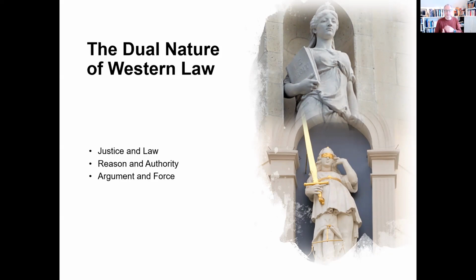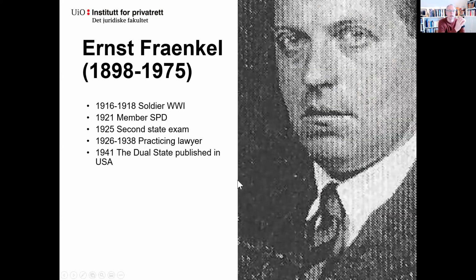And this dual nature of the law, as we see it, is also in play when authoritarian governments emerge and break through in the law. One theory about this, which was developed during the Nazi time, was the theory of the dual state, developed by the German lawyer and social scientist Ernst Fraenkel. Ernst Fraenkel was born in the German Reich in 1898. He was a soldier during World War I. As you see from his age, he was 20 when World War I was over. So he fought in the First World War for Germany from 1916 to 1918.